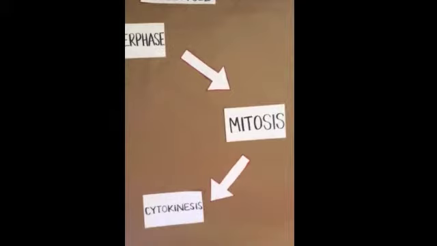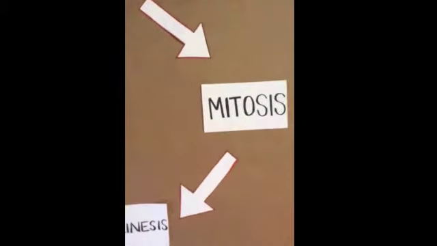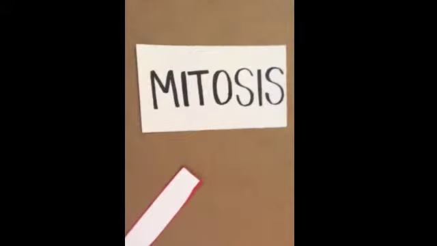Mitosis allows for growth, embryonic development, tissue repair, and asexual reproduction to occur. Mitosis in the cell cycle is the process in which two genetically identical daughter cells are duplicated.